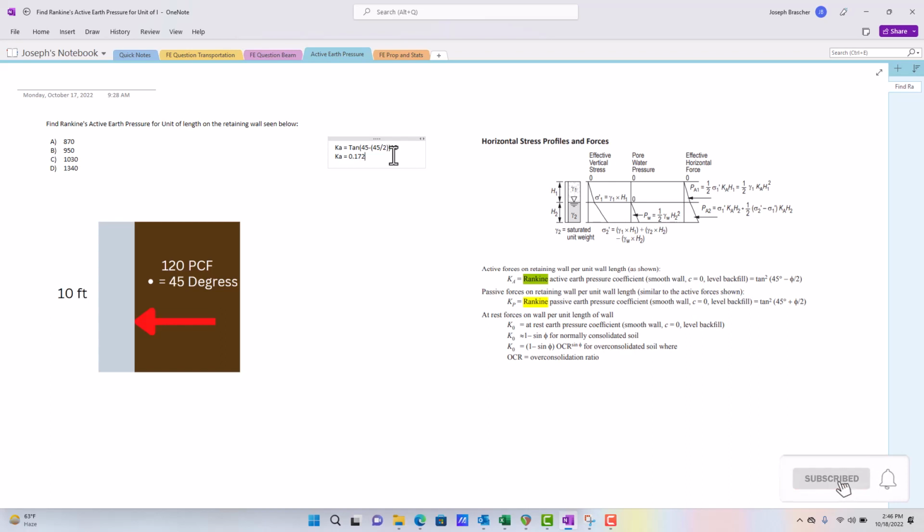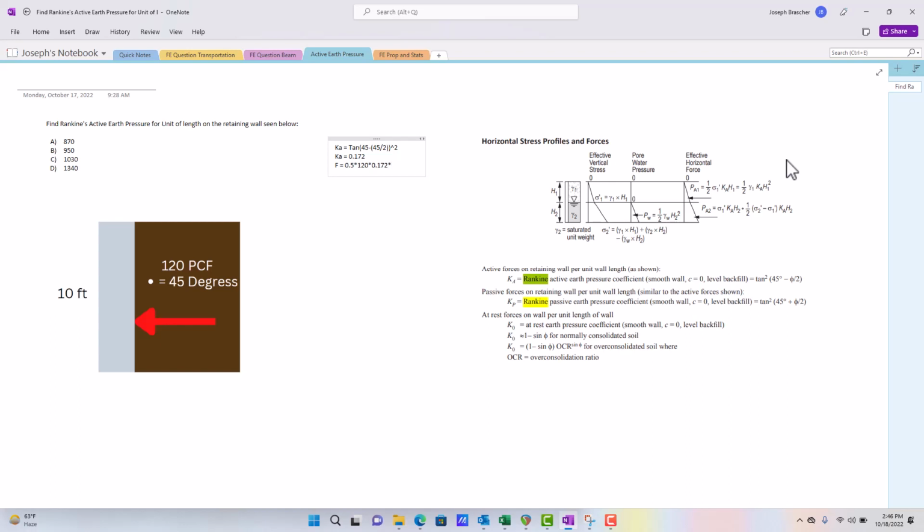Now that we have that coefficient, we need to actually solve for that active earth pressure. The equation that we want to use here is 1/2 times that active earth pressure coefficient times gamma times height squared. So we're going to find that force here. Now we've got 1/2, so I'm just going to put in 0.5 times gamma, which is 120 pounds per cubic foot, times K sub A, which we solved for, 0.172.